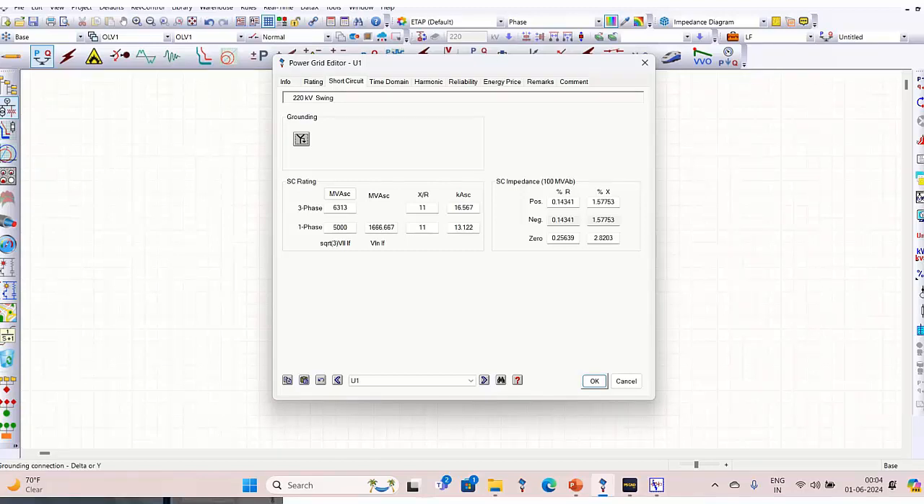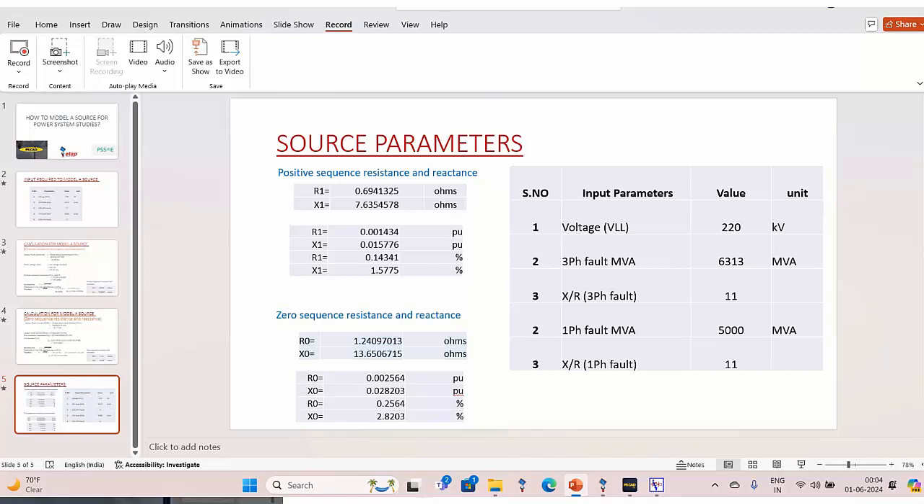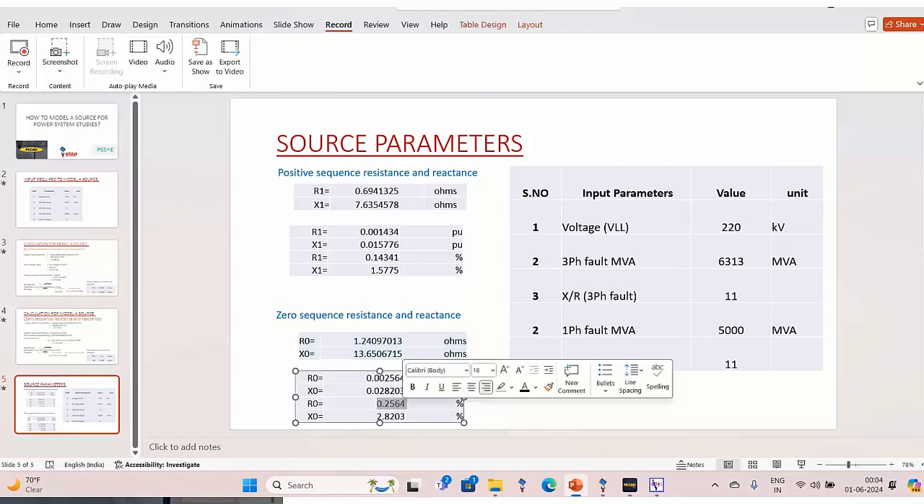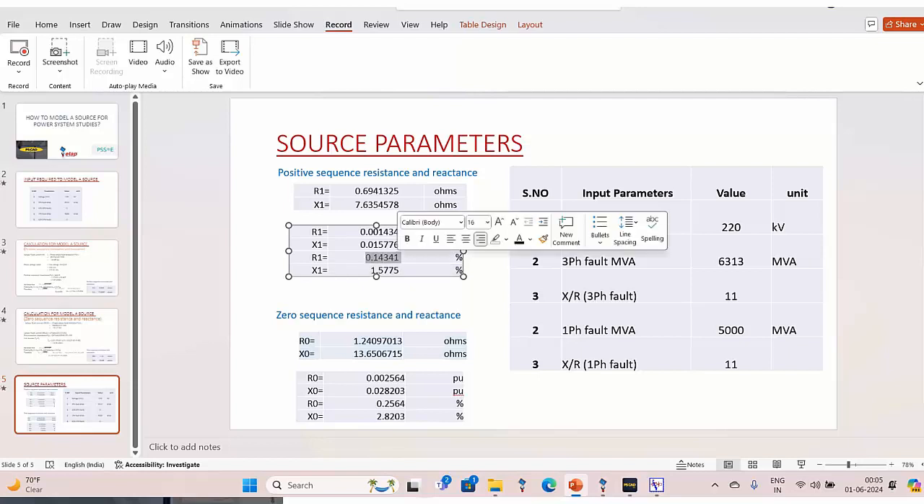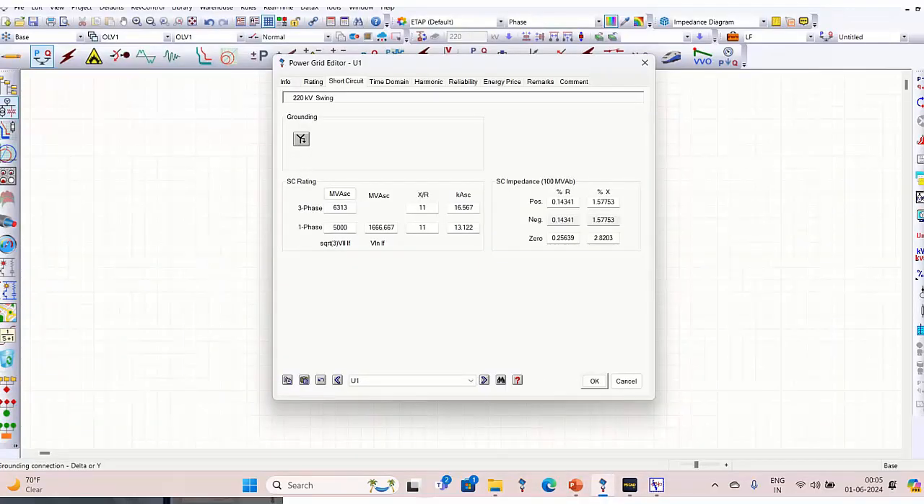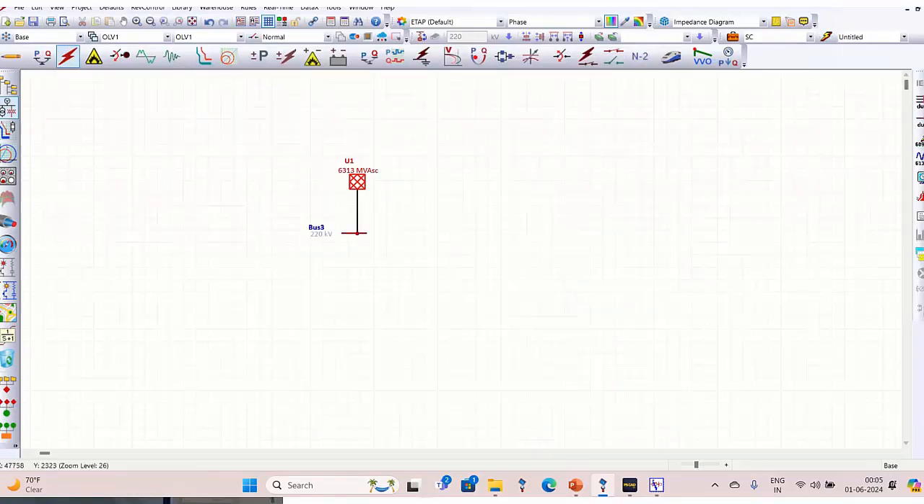Let me go to our calculation. Let us validate these results. We got the same result. Now, to run the short circuit analysis. So you can see that 16.567 kiloamps is coming out of this source. This is three phase fault.